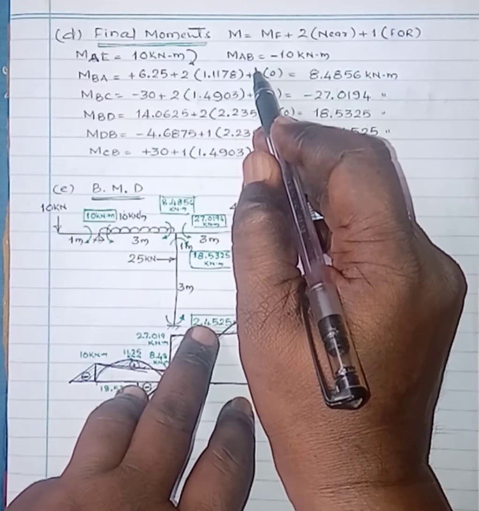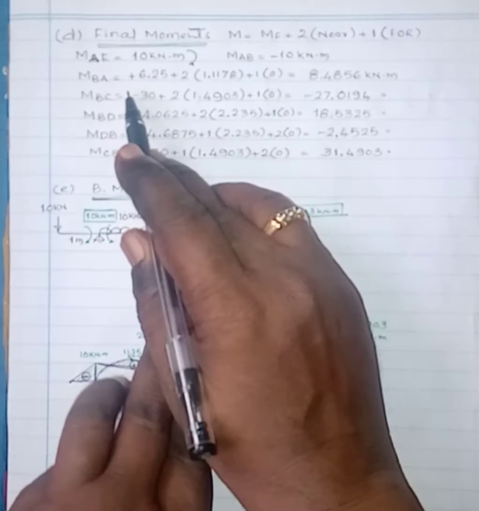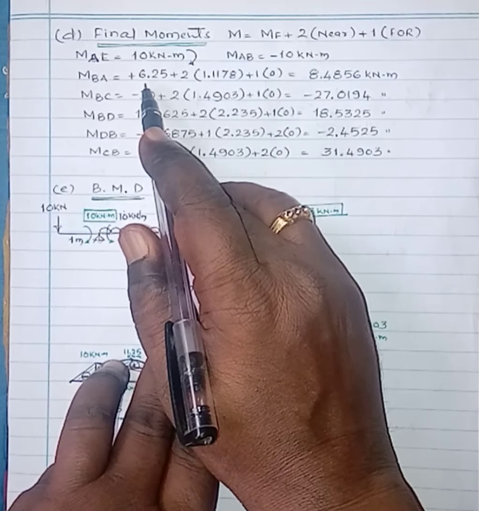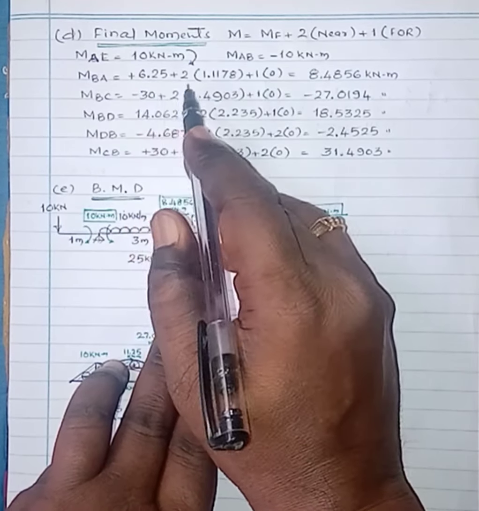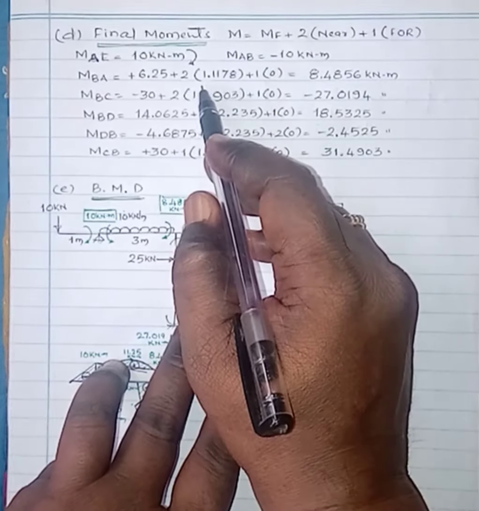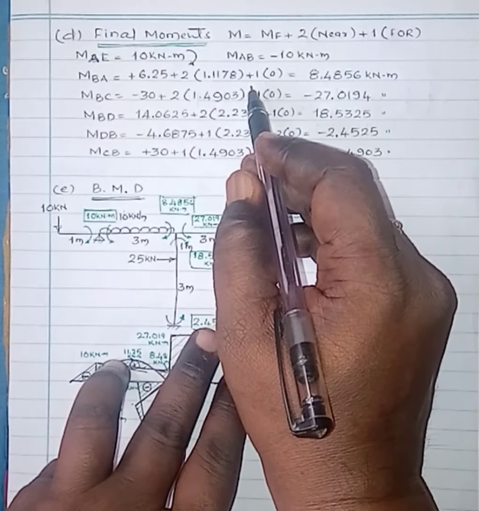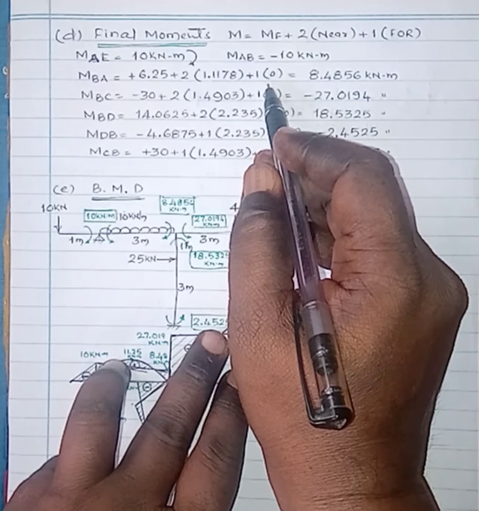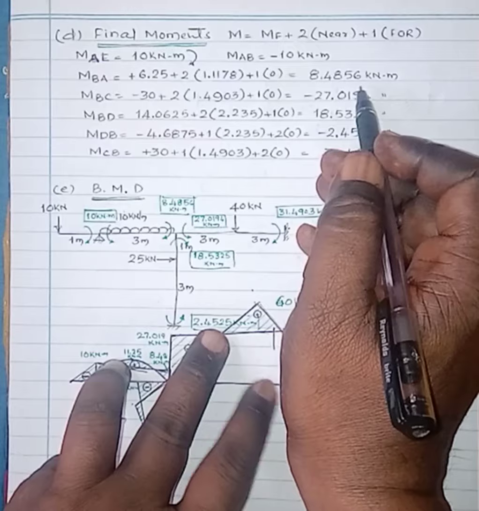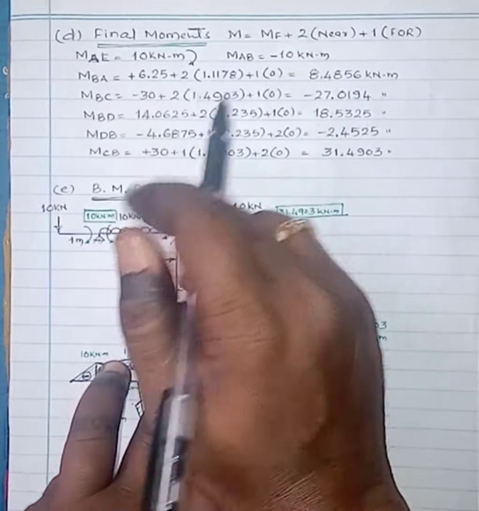By balancing, we will get MAB as minus 10 kilonewton meter. MBA, the fixed end moment is, after balancing, the new fixed end moment is plus 6.25 plus 2 times the near end contribution, just now we have calculated, that is 2 into 1.1178 plus 1 times the far end contribution from A is 0, hence that is 8.4856 kilonewton meter, that is clockwise, that is positive.